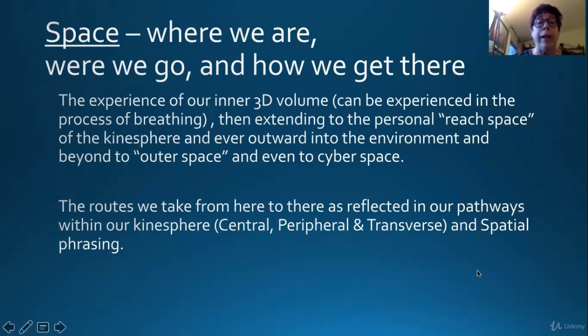So the routes that we take from here to there is reflected in our pathways within our kinesphere. Central, peripheral, transverse, and the spatial phrasing all become very clearly explicated in Laban's study of space harmony. He really goes into depth and detail about how the mover utilizes this personal kinespheric bubble for accomplishing goals, for interacting with one another, for inhabiting the world, for taking a stand in the world. And space is a lovely place to explore.